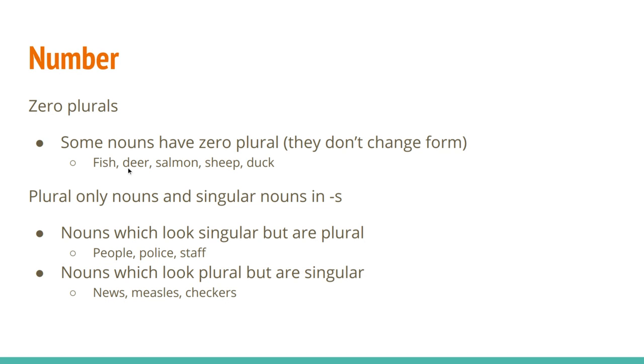But, well, we'll have to take a look into that. Then there are some plural nouns, and something interesting is that they are all animals. Some plural only nouns and singular nouns ending in s, which can be rather confusing. These ones look singular but are plural. People, police, stuff. They are plural.